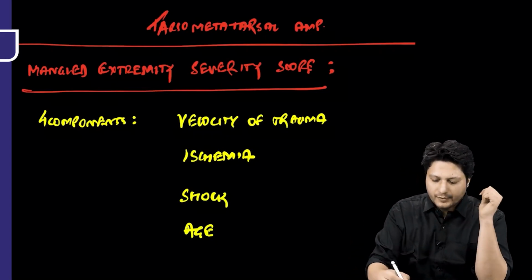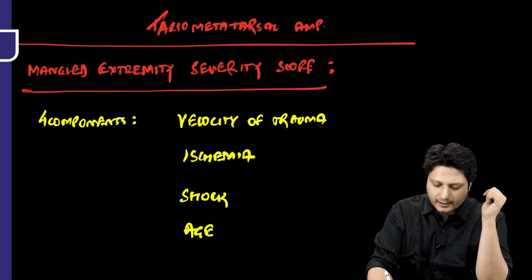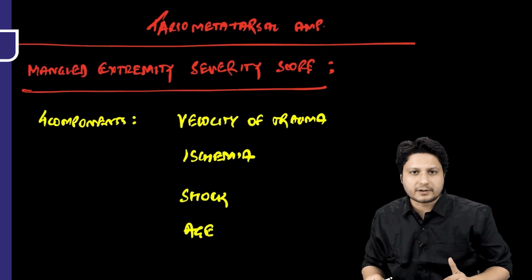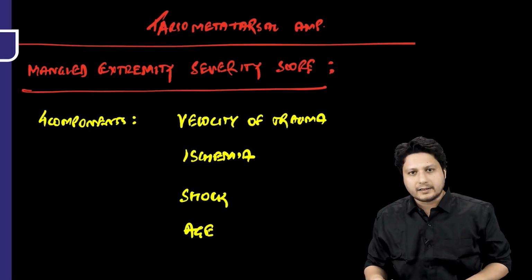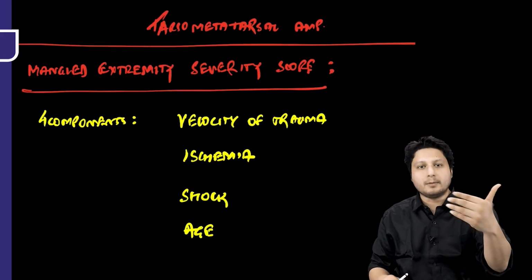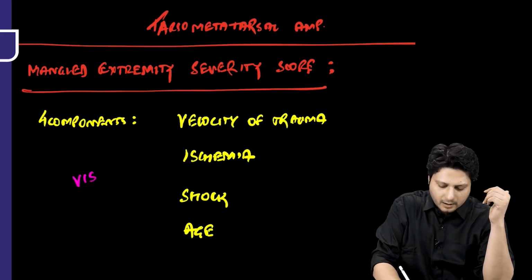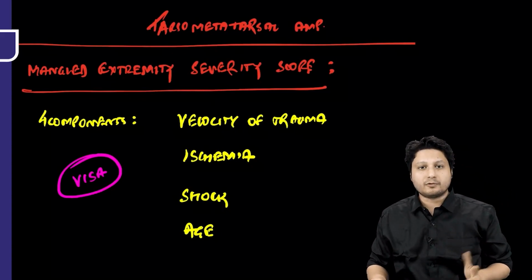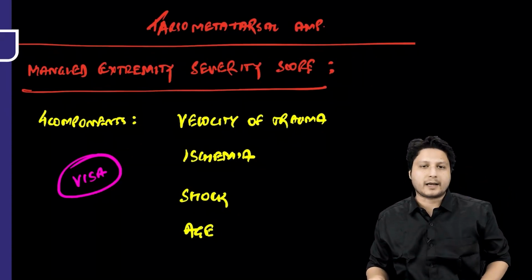We tend to create a mnemonic around everything which is kept in the form of lines or in the form of a table. We have a very renowned mnemonic for this mangled extremity severity score, that is VISA: velocity of trauma, ischemia, shock and age.